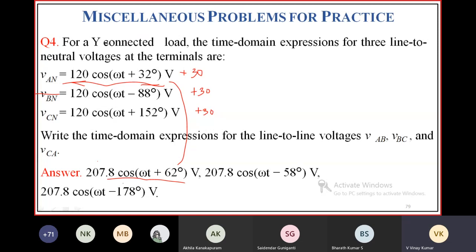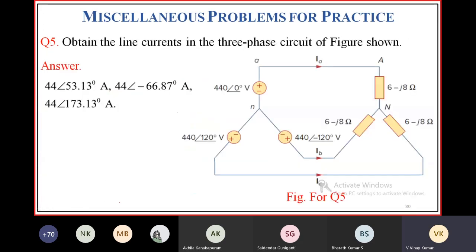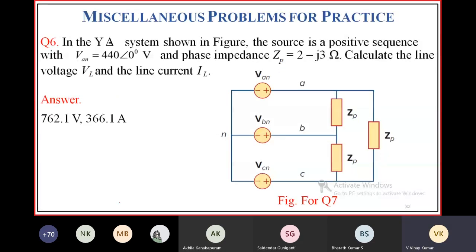Otherwise, after finding this, add minus 120, you get this. Then add plus 120 to this, or minus 240 to this, and you get minus 120. This was homework one.